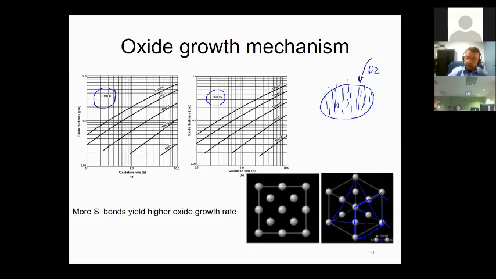But let me remind you again. Everything will depend on the number of available bonds that you have on your wafer surface. Okay? So if you have more of these bonds available, these dangling bonds, it will be quicker to grow the oxide too.